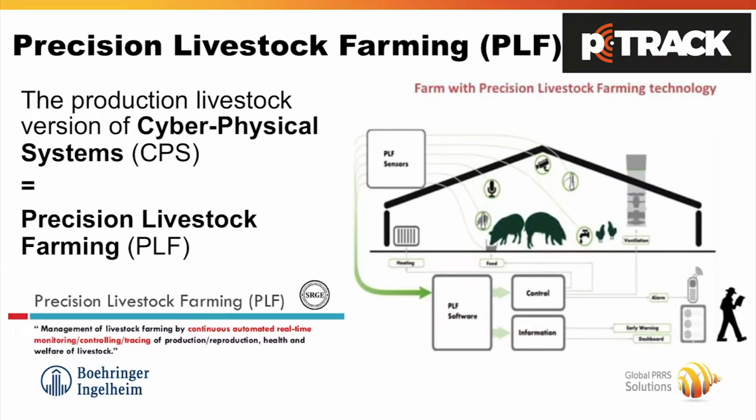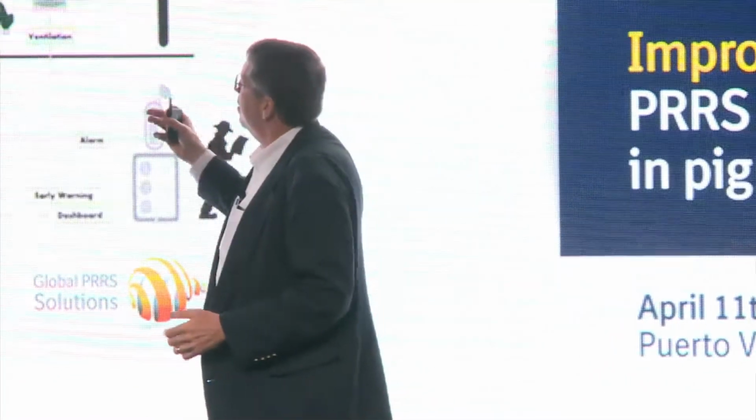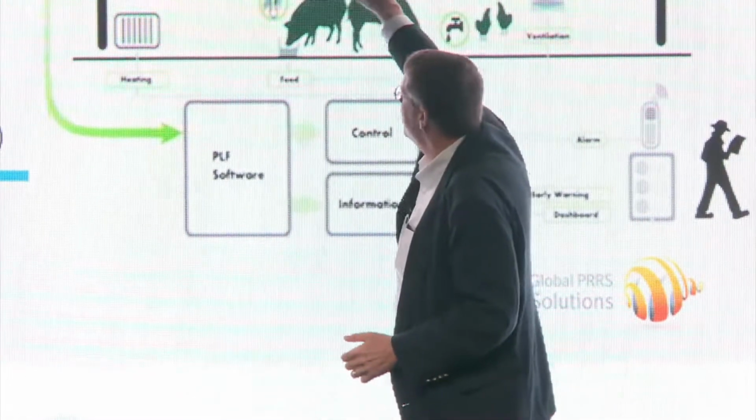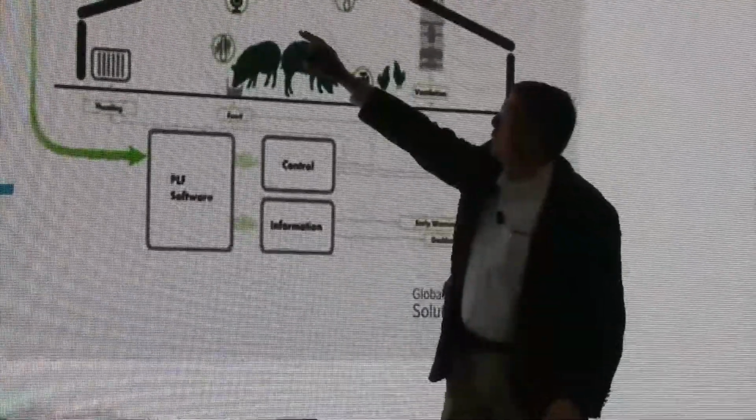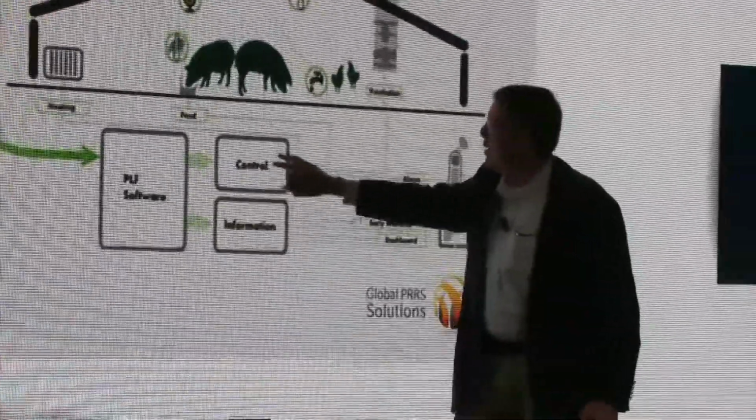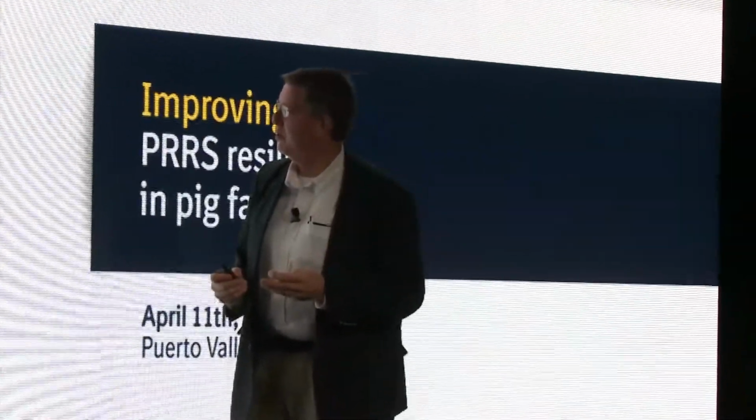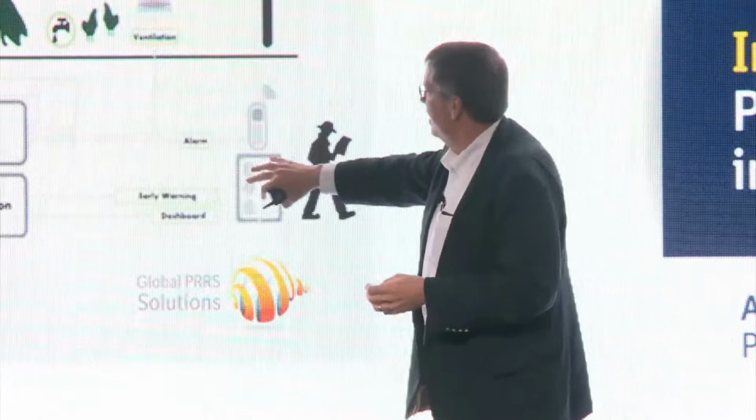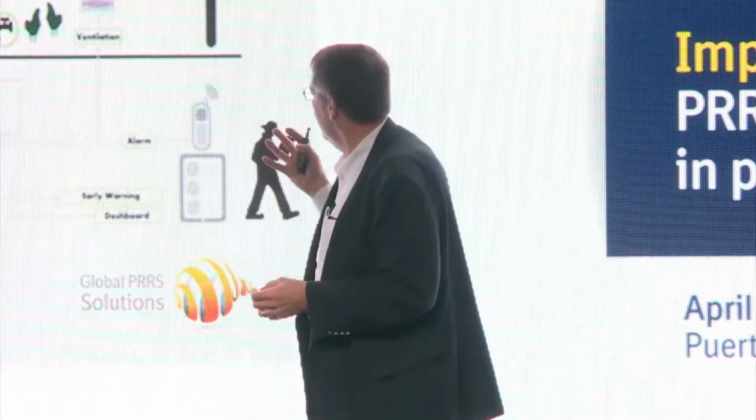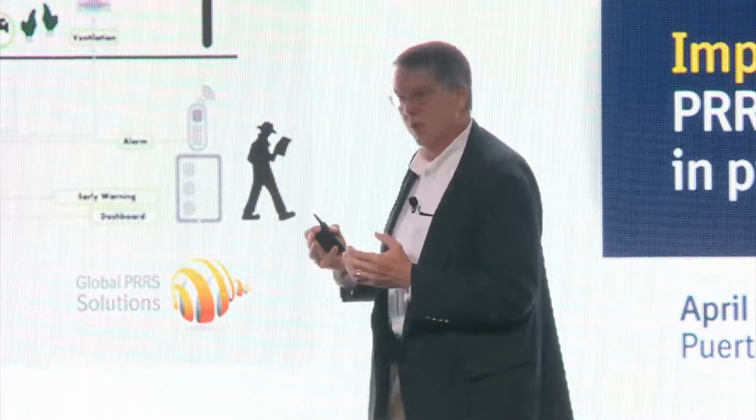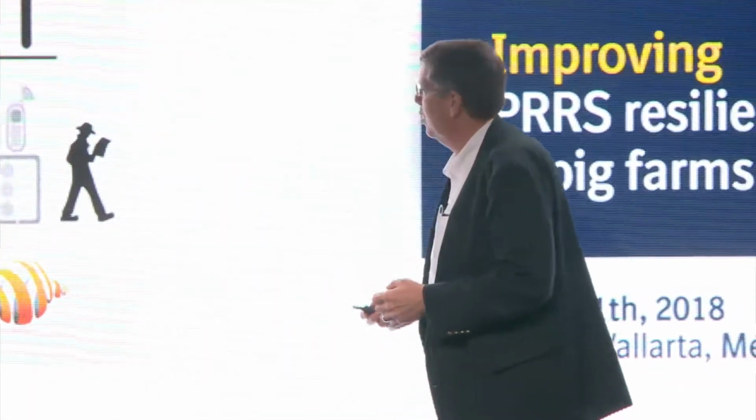Related to cyber-physical systems, specifically in the livestock arena, is something called precision livestock farming. Precision livestock farming is basically the production livestock version of cyber-physical systems. And in this graphic, you see here the sensors, that is the physical part of the cyber-physical system in precision livestock farming, coming into the cyber part, which is the software, the apps, the web interface, the cloud infrastructure. And all of that is intended to feed information to the producer and the workers on the farm, so that they can make decisions and take actions much more quickly.